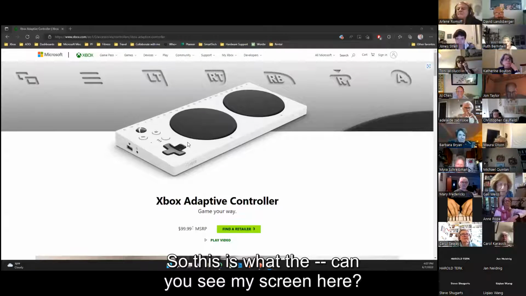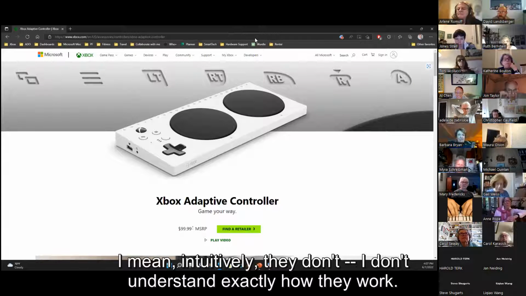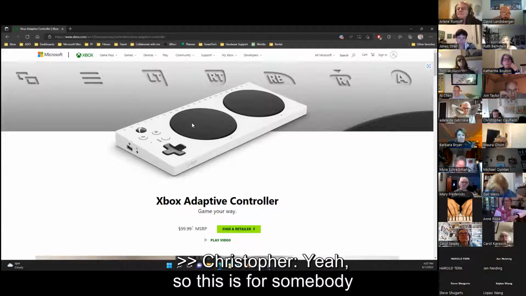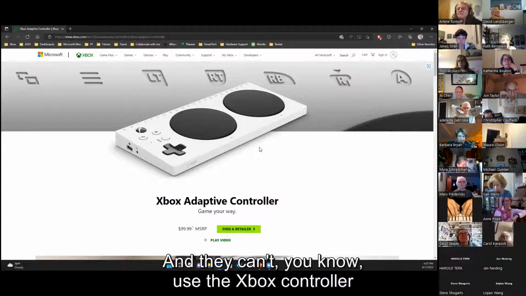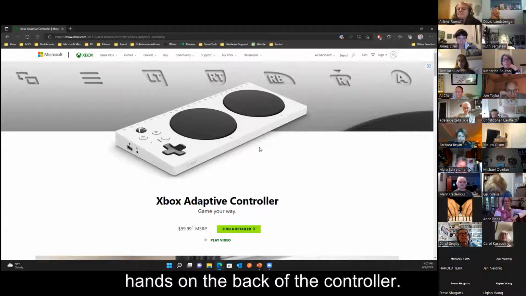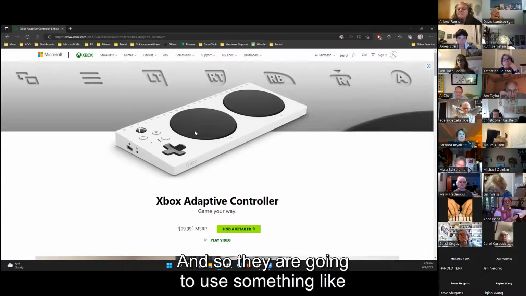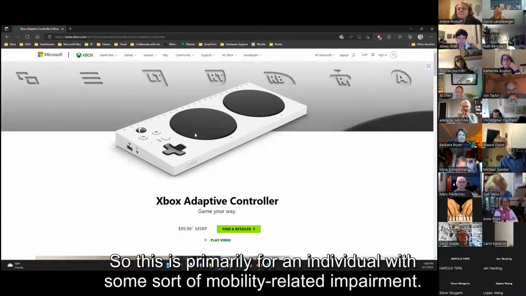So this is what the... Can you see my screen here? Yeah, I've personally seen these pictures, but I don't understand them. I mean, intuitively, they don't make... Yes. I don't understand exactly how they work. Yeah, so this is for somebody with a mobility-related impairment or challenge, and they can't use the Xbox controller with their thumbs, perhaps, or they're having their hands on the back of the controller, and so they're going to use something like this that meets their accommodations more, so that they can actually play Xbox just like we all do. So this is primarily for an individual with some sort of mobility-related impairment.